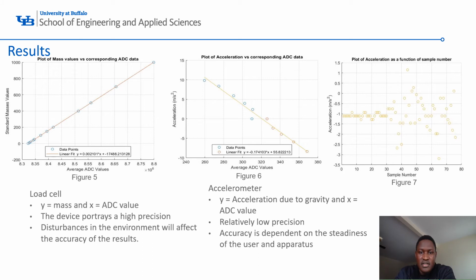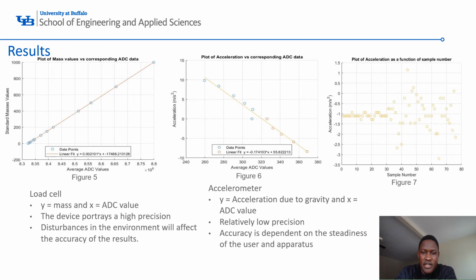Looking into the plots, we can note that for the load cell, the yielded values have a high precision, which is depicted by all the points sitting on the regression line. However, the accuracy of the load cell can be affected by the environment, since airflow could also affect the reading.